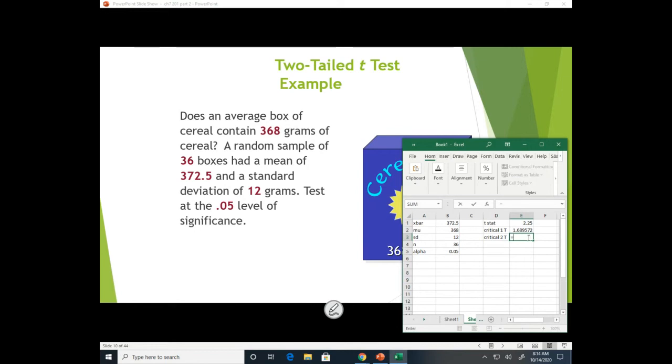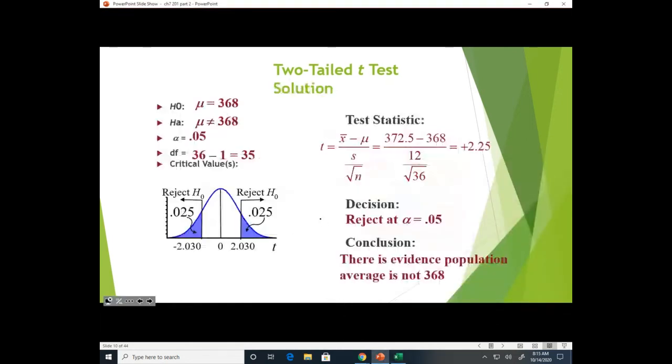So it's going to be T.INV.2T, probability of alpha 0.05, degrees of freedom n minus 1. We get 2.03. So we can reject the null hypothesis because our t-statistic, 2.25, exceeds our critical value of 2.03. So you see that here.